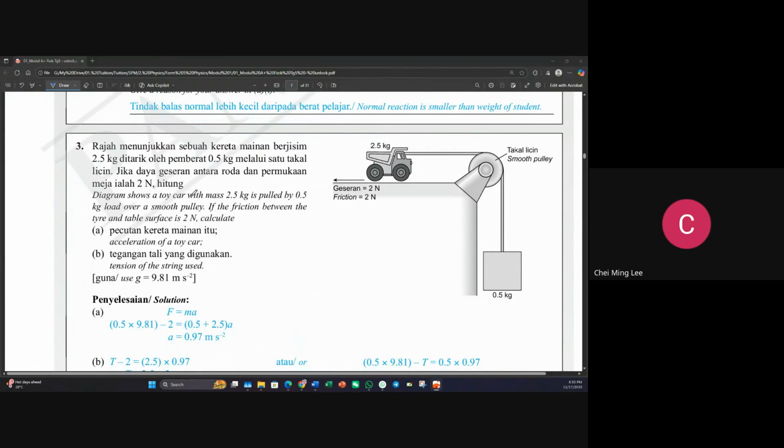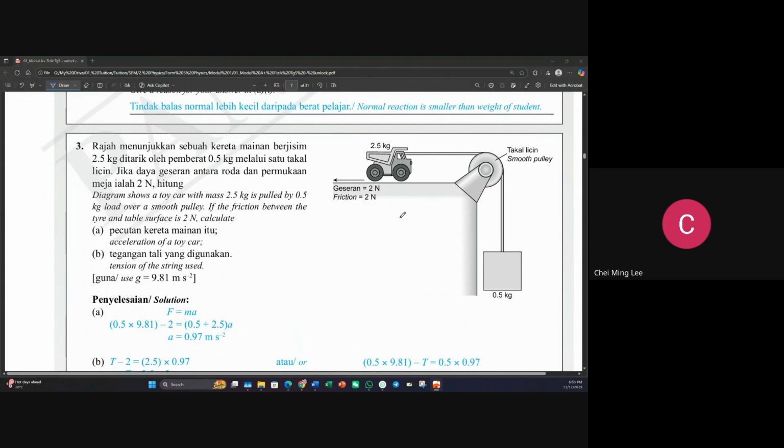The diagram shows a toy car with mass 2.5 kg pulled by a 0.5 kg load over a smooth pulley. Well, looks like a DIY product. So if the friction between the tire and the surface is 2 Newton, is this an ideal condition? No longer an ideal condition, this is not a smooth surface. So he wants you to calculate the acceleration of the toy car.